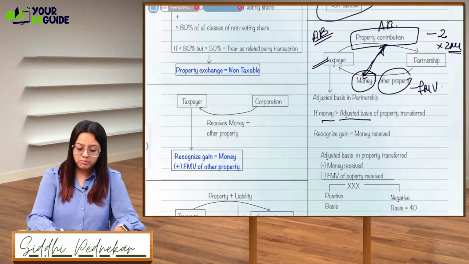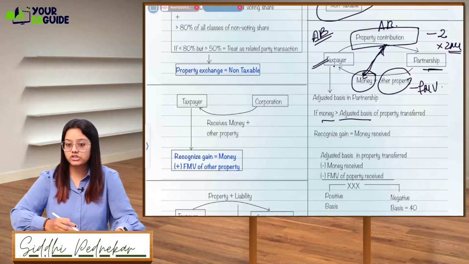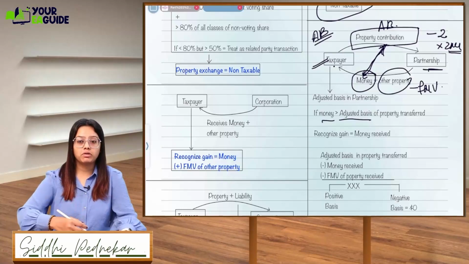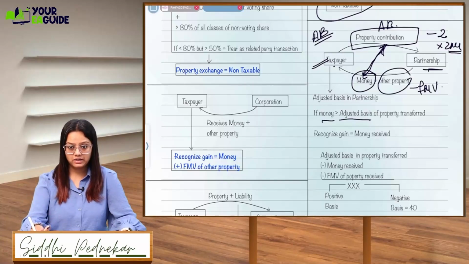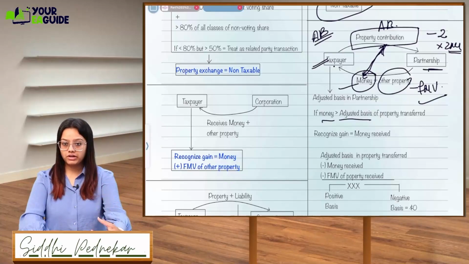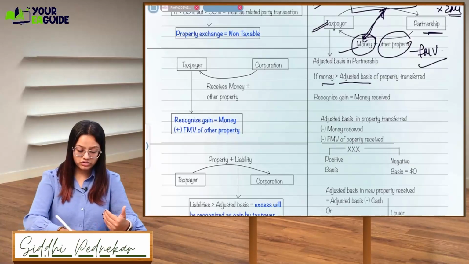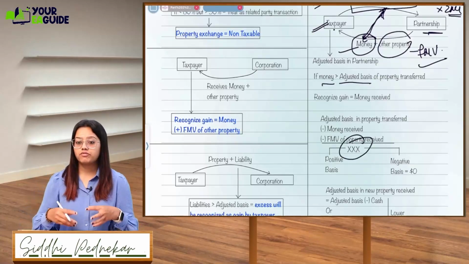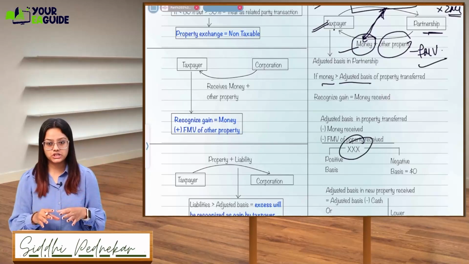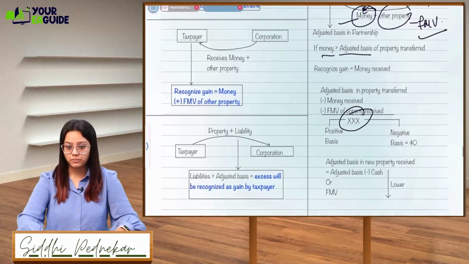Now for the taxpayer, you have to calculate one more thing. What is the basis in the partnership firm, and how is it calculated? Take the adjusted basis of whatever property you are transferring, minus money received, minus FMV. So whatever you are giving minus whatever you are receiving. This is the amount called the basis of a partner in a partnership firm. If it's positive, take this amount as the basis. If it's negative, the basis will be 0.